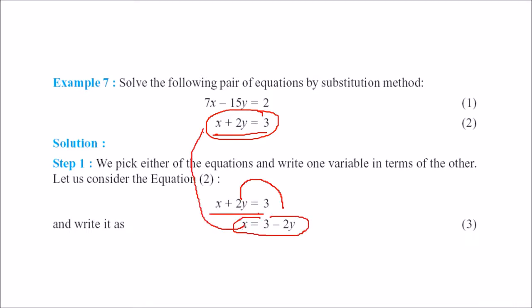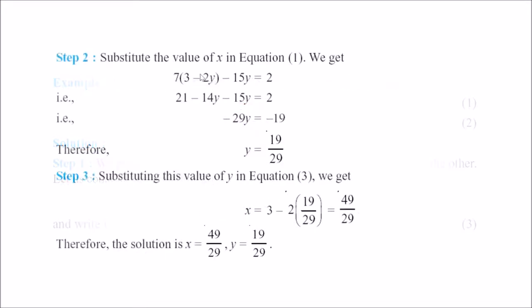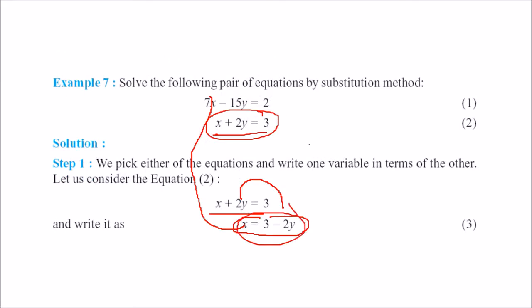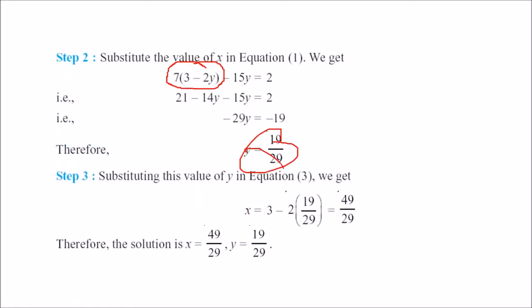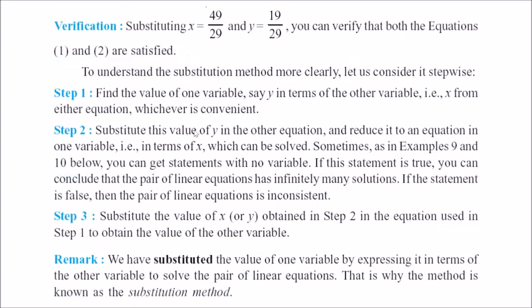Now place this x here in the first equation. So we are placing the x here, which was 3 minus 2y. Solve it. y equal to 19 by 29. And as we have seen, x was 3 minus 2y. We have found the value of y. Just place it here. It will be 49 by 29. So x and y are received by the substitution method.